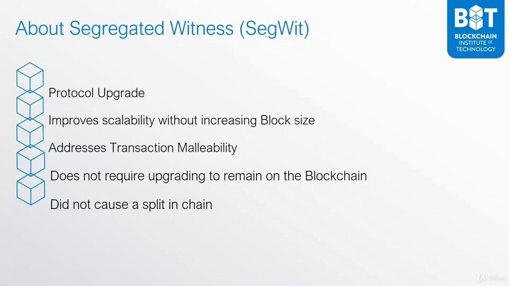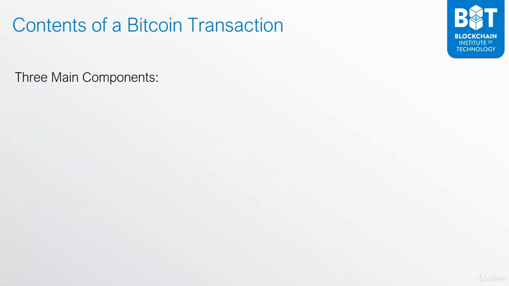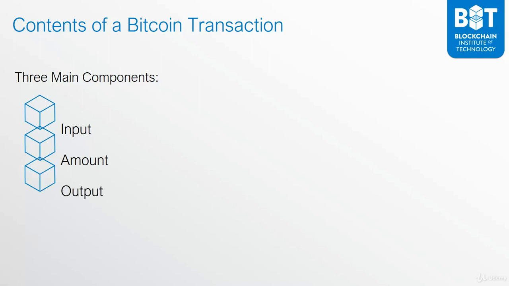Now what we'll do is we'll analyze what segregated witness is. To do that, let's first look at the contents of a Bitcoin transaction. A Bitcoin transaction has three main components. The first one is an input, and the input is where the coins are coming from or wherever the funds are coming from. It's got the amount, as in how many Bitcoins came in from a certain source. And the output is where those Bitcoins are actually headed, where they're going to be going. Those are the components of a Bitcoin transaction.